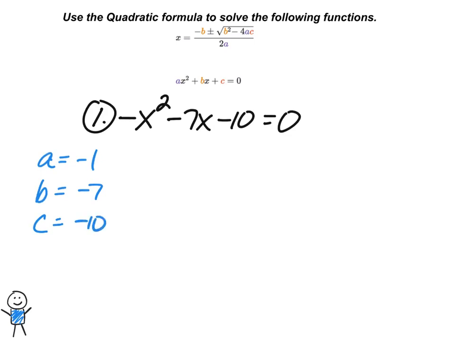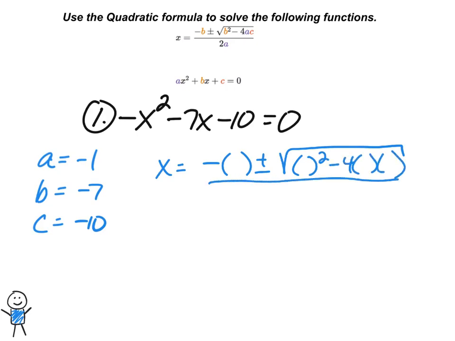So all I've done so far is identify my a, my b, and my c from my quadratic function. Now, I'll set up my quadratic formula template so that we can plug in the parts. The solutions, or x-intercepts, are negative b plus or minus the square root of b squared minus 4 times a times c, all divided by 2 times a. And now I'm going to go back in and plug the parts where they're supposed to go. Negative b would be a negative 7 in this spot, plus or minus the square root of b squared, so I'll plug in a negative 7 here.